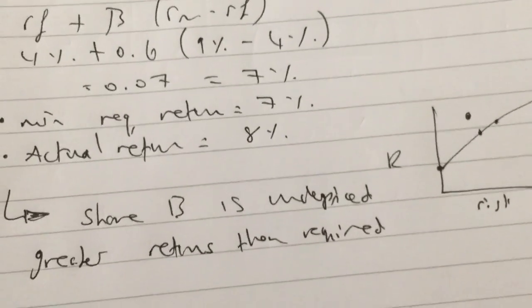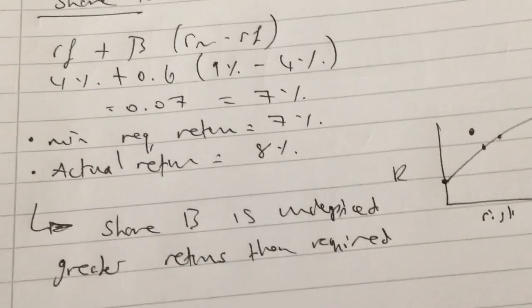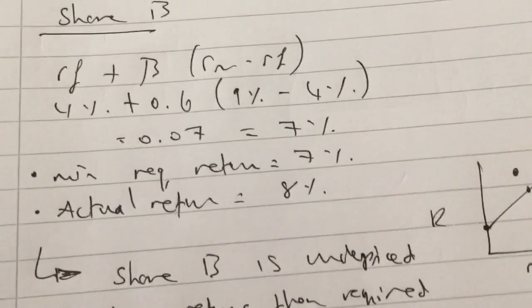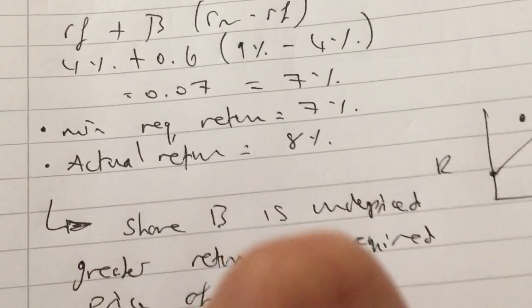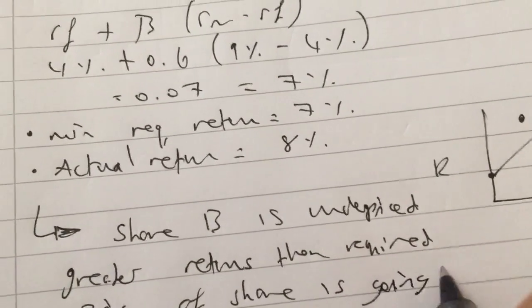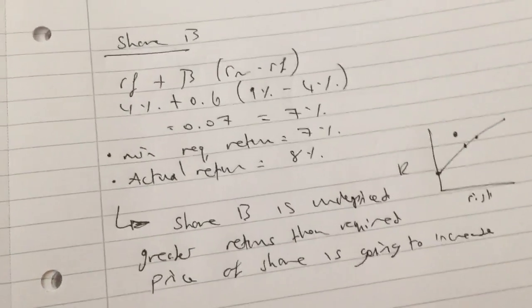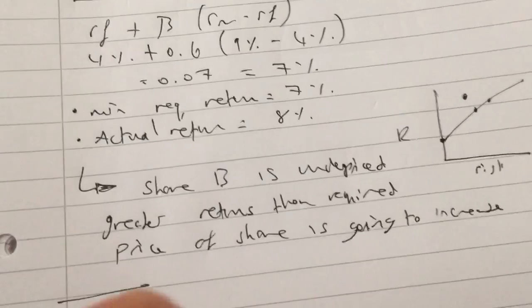Even though it's not on the line, this is different to what we were looking at before. We were looking at efficiency before. This isn't about efficiency. This is about what you should do, whether you should invest or not. And you should invest now. Why? Because the price of the share is going to increase. It's going to increase because it's underpriced and it's generating great returns. So share B, invest in it. It's a good idea.